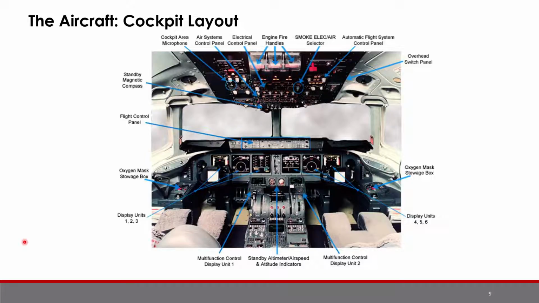So the cockpit layout, some of the things of importance here. We have the display units right here. We can actually see both the co-pilot and the pilot.